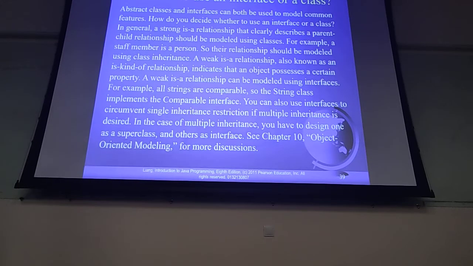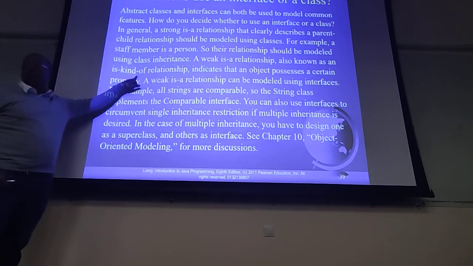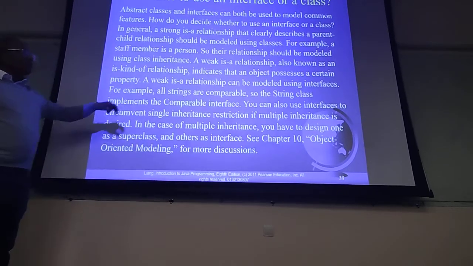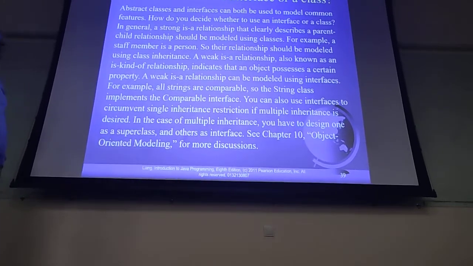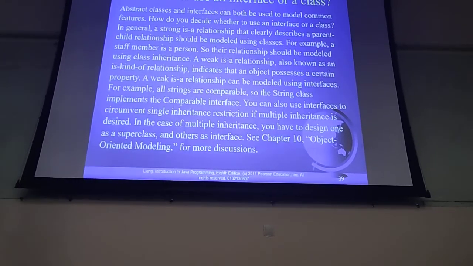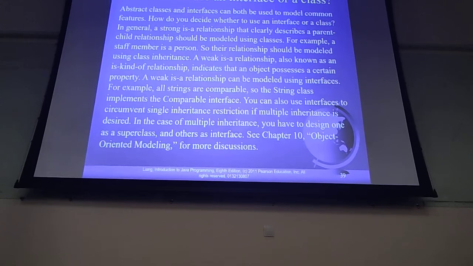In general, the strong is a relationship that clearly describes the parent-child relationship should be modeled using the class. For example, the staff member is a person, so their relationship should be modeled using the class inheritance. The weak relationships are known as kinds of relationship. They indicate that the object possesses a certain property. A weak is a relationship can be modeled using the interface.